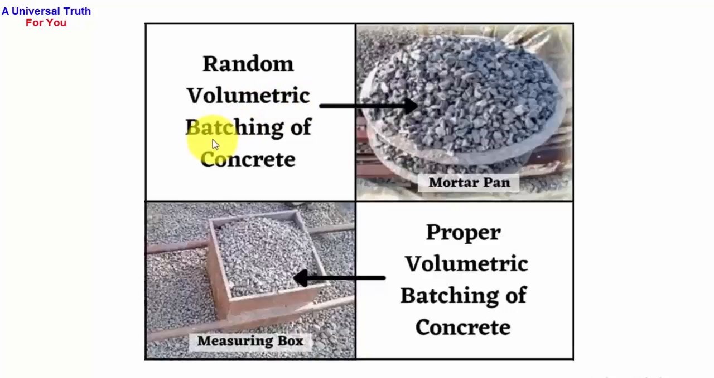Random volumetric batching of concrete, its example is the mortar pan. And another is proper volumetric batching of concrete, its example is the measuring box.